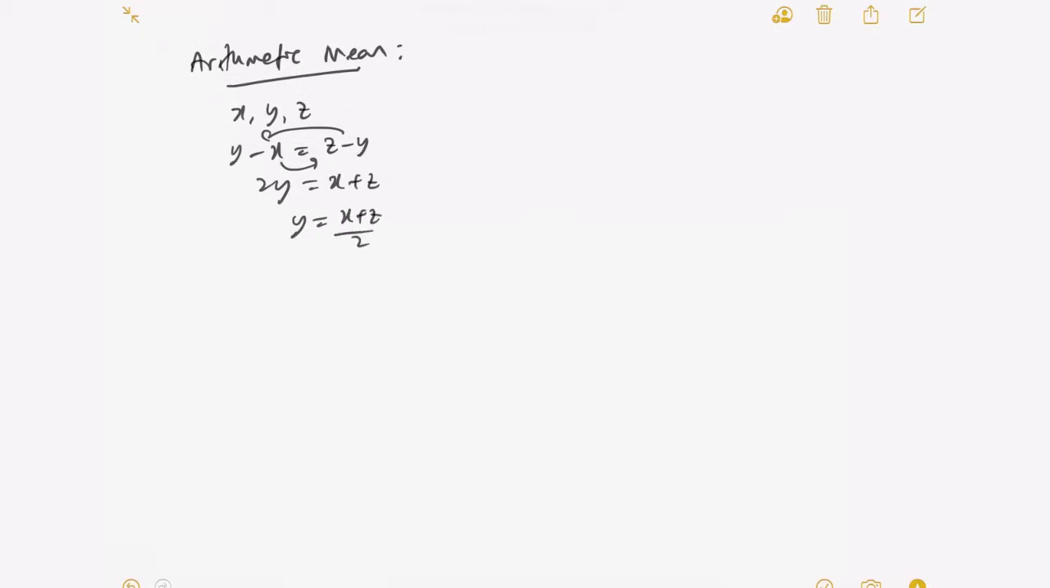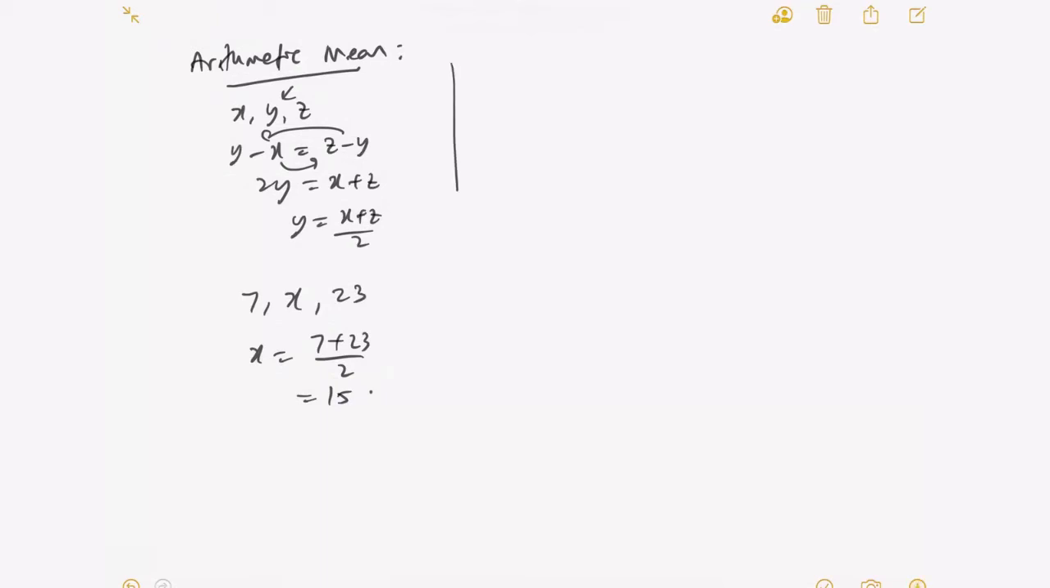We call this an arithmetic mean because it's basically an average. The middle term is the average of the other 2. So for example, if you have, let's say, 7, x and 23. So what is the middle term? We can just take 7 plus 23 divided by 2, 15. It's a quick way to find the middle term.